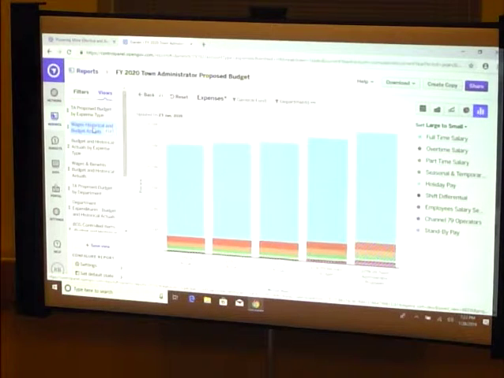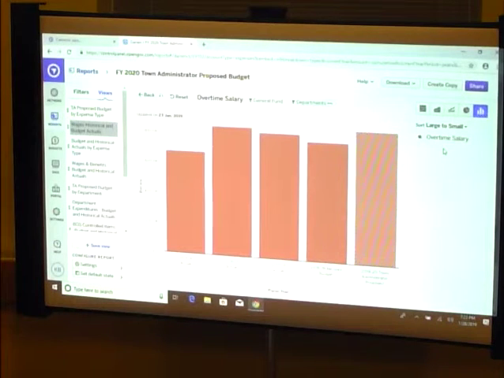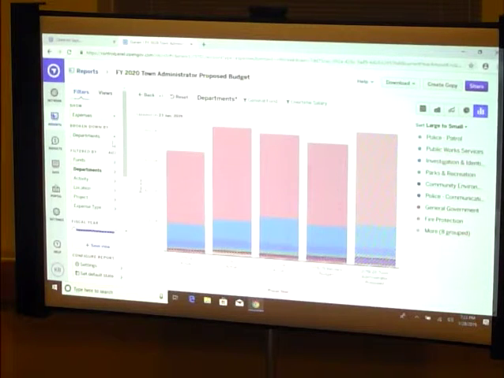This graph shows just our wages historically. You can see full-time is the biggest part of it. Kate, can you drill down on overtime? Is there a way to look at that in more detail? Yes. Look at just overtime. That's just overtime, but I can change the filter and break it down by department. Now you see that when it comes to overtime, the police patrol budget is the largest overtime.